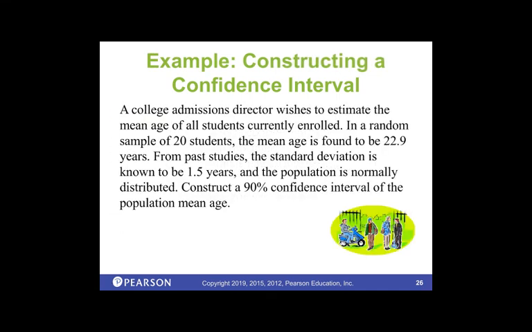So constructing a confidence interval. A college admission director wishes to estimate the average age of all students currently enrolled. In a random sample of 20 students, the average age is found to be 22.9 years. From past studies, the standard deviation is known to be 1.5 years, and the population is normally distributed. Construct a 90% confidence interval of the population mean age.